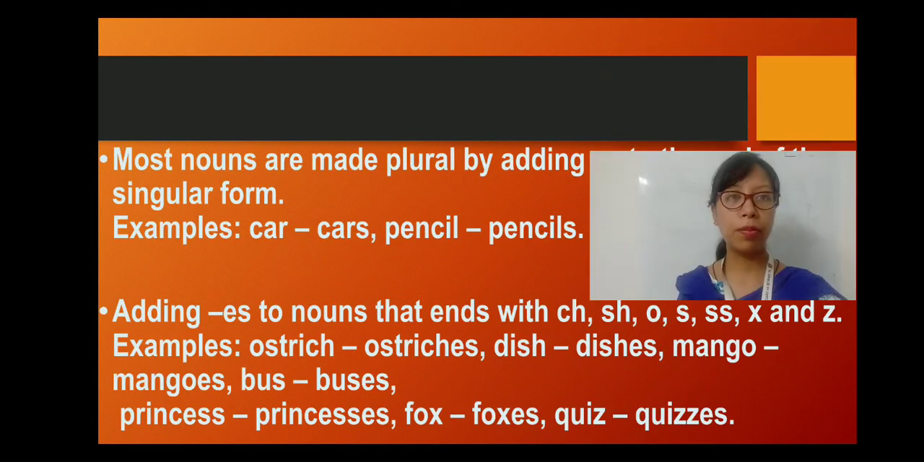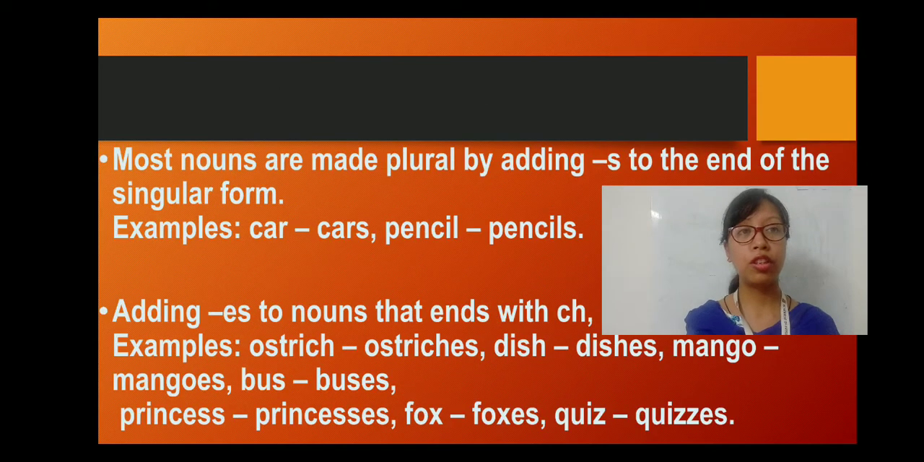Then we talked about the rules of changing a singular noun to a plural noun. So let us read one by one. The first one is: most nouns are made plural by adding s to the end of the singular form. So we already know that most nouns we can change from singular to plural by adding s at the end of the word, right? For example, car becomes cars, pencil becomes pencils.